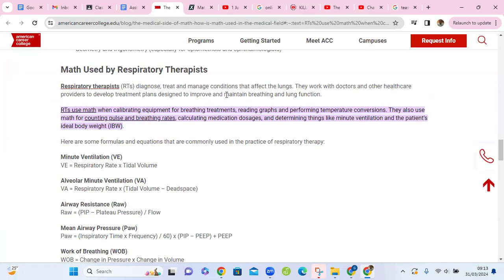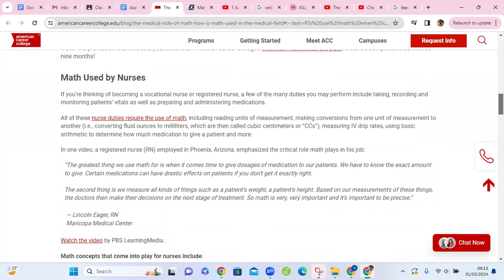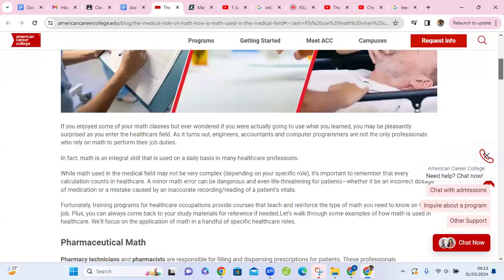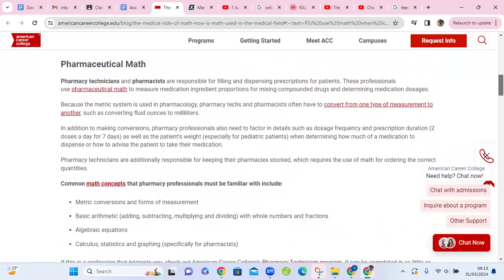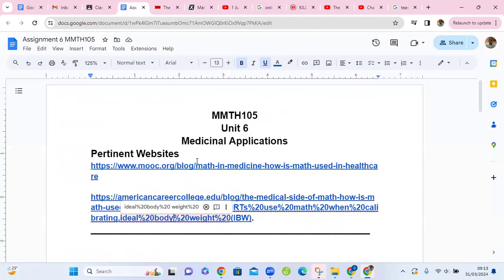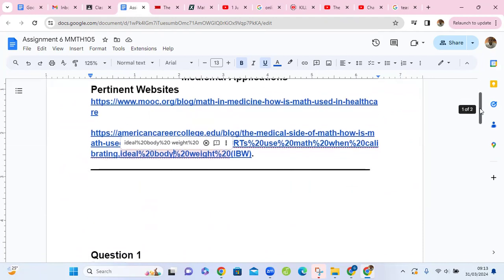It says math used by respiratory therapists, but it begins by saying the medical side of math. How is math used in the medical field? And you have a wide range of other applications. Now, these are not the only websites with regards to mathematics in medicine. So you are free to research others, but let's just be specific.